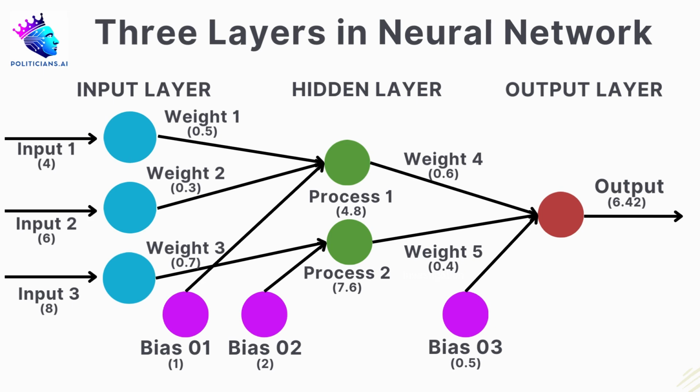Step 2. Calculating the final output. Now, we'll use the outputs from the hidden layer to calculate the final result in the output layer. We have weight 4 is equal to 0.6. Weight 5 is equal to 0.4. Bias 03 equals 0.5. For the final output, process 1 output, 4.8, is multiplied by weight 4, 0.6.